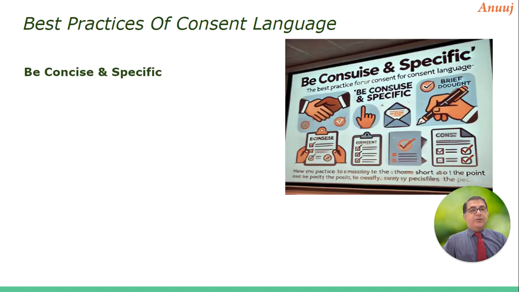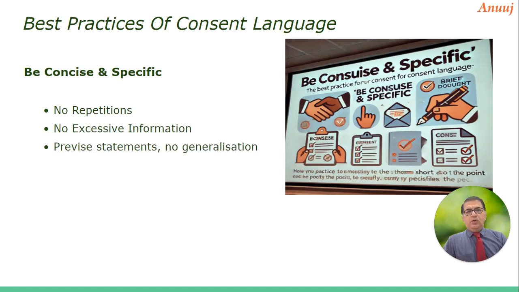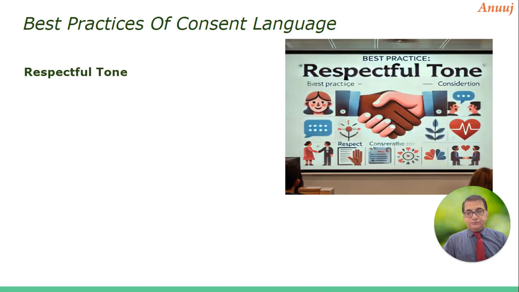Third practice would be to be very concise and specific. No repetitions, no exaggerations, no manipulative language, no generalizations. Even if you want to give an example, it should be very straight and clear, right? So I need this information, this is how I am going to process it, and this is going to be the outcome. Very clear. Highlight key points and highlight the consent options that you see on your consent form.